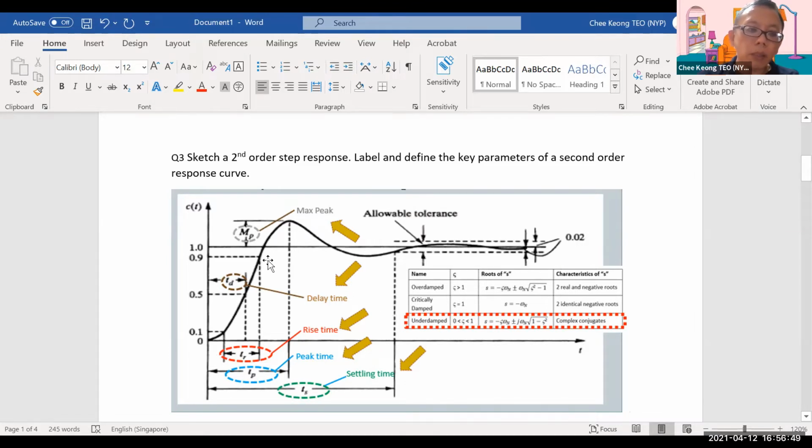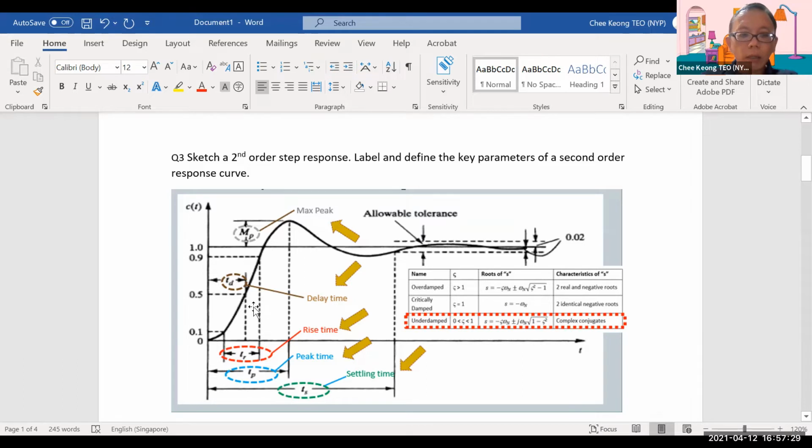Now the key parameters basically will be maximum peak, T delay, T rise, T peak, and T settling. You should be able to describe what is maximum peak. That means the overshoot of the 1, in terms of percentage. For example, if this is 1.4, it exceeds the 1 by 0.4. So 0.4 divided by 1 will be 40%. So this is a 40% maximum peak, a 40% overshoot. Of course, maximum peak can be in terms of percentage, or in terms of absolute value.